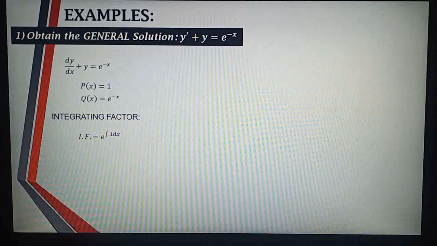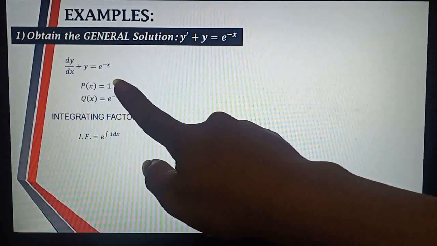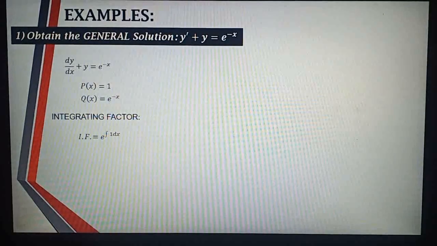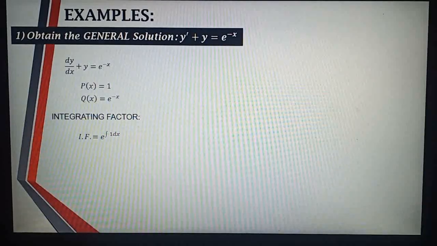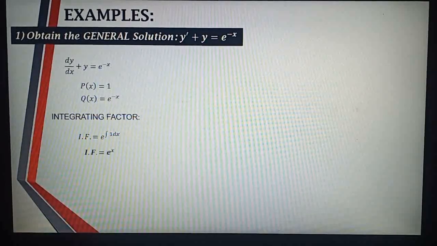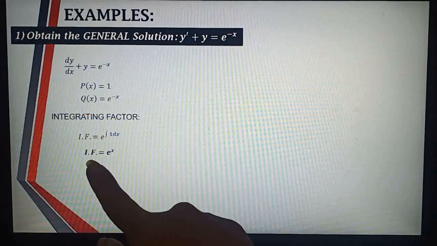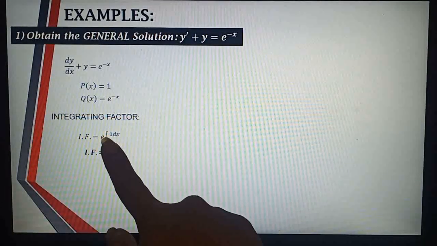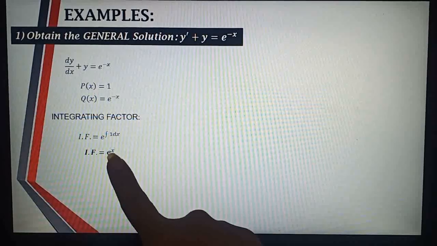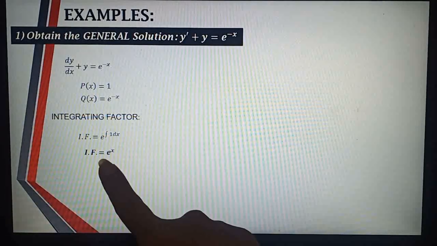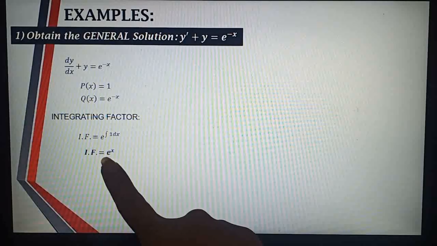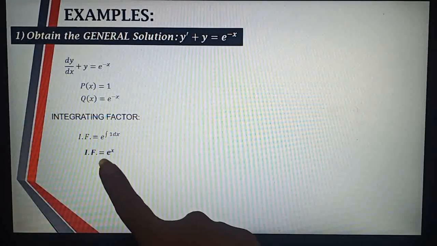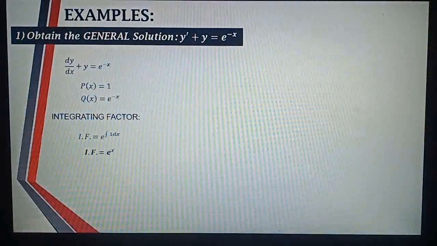Now, the integrating factor formula is equal to e raised to the integral of your P of x, which is 1, multiplied to dx. Now, evaluating that equation, you will now have an integrating factor value of e raised to x, since the integral of 1 dx is x. Now, after identifying your integrating factor, we will use now the formula for the linear equation. Naka dy over dx tayo.